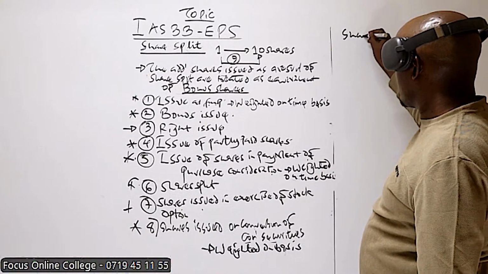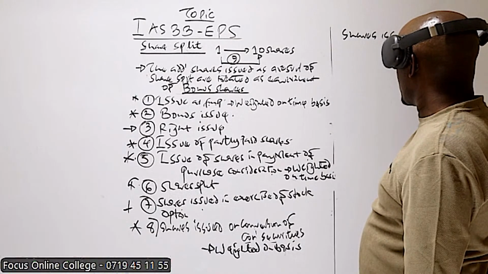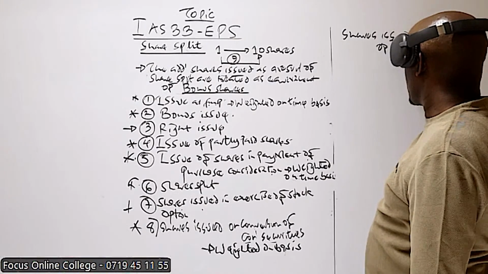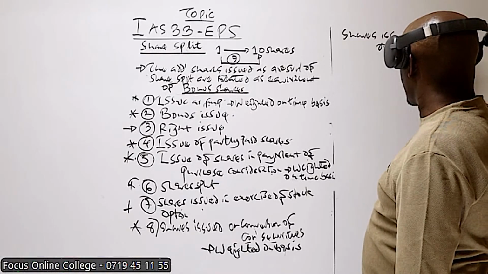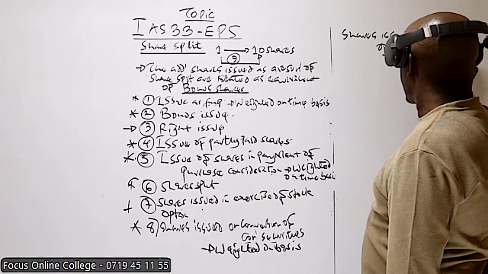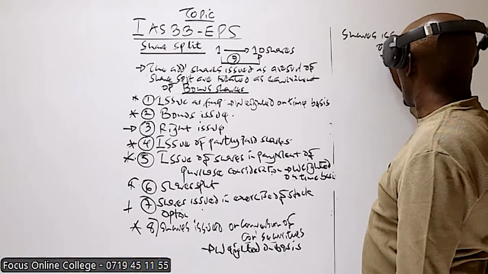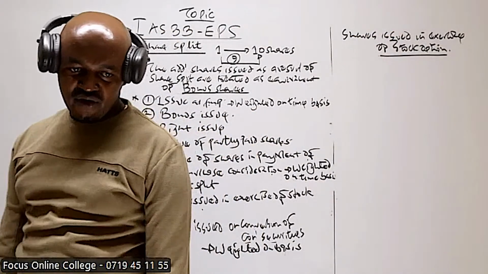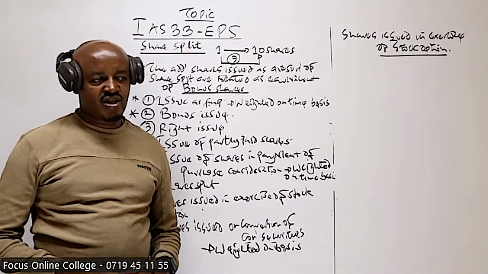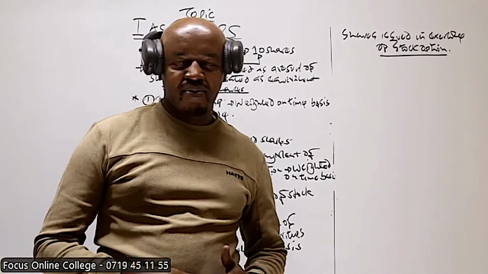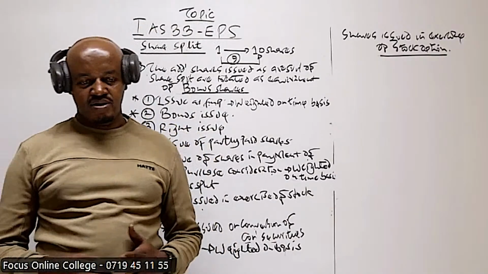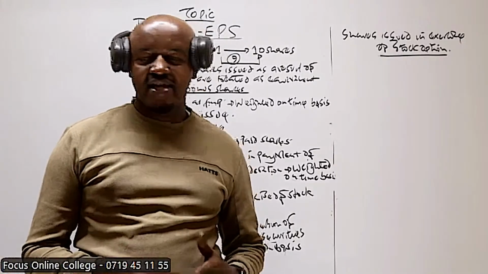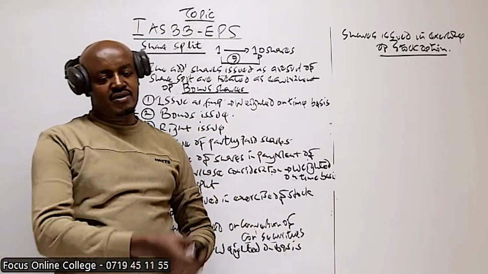So we have the shares which are issued in exercise of stock option. The first thing we need to ask ourselves here is, what is a stock option? A stock option is basically a privilege given to the employees of the company to be able to buy the company shares in the future at a price below the market price.